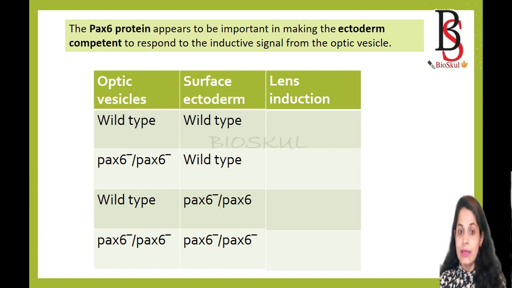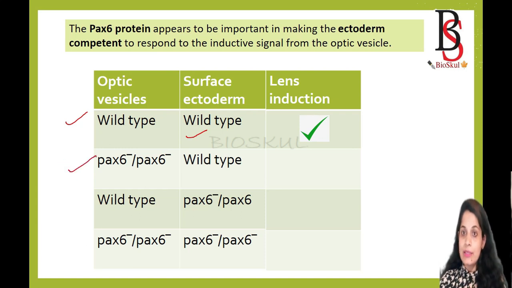In the optic vesicle, the PAX6 is wild type as well as in the surface ectoderm. So what do you think? There will be the formation of lens or not? Yes, there will be the formation of lens, or the lens induction will take place. And the second option, the PAX6 is mutant in optic vesicle, but wild type is present in the surface ectoderm. If the PAX6 is wild type in the surface ectoderm, then the surface ectoderm is competent and it will develop the lens.